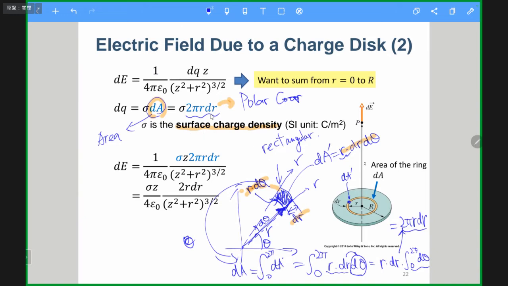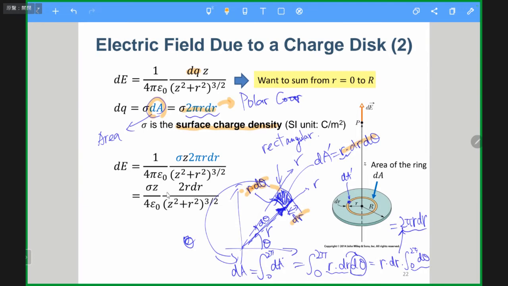Okay, so this is the substitution we need to do so that we have dr, and then we can integrate it from 0 to capital R. So this is the change of variable. And then we plug this expression in here, so you can see we have sigma 2 pi r dr, and then this z here. And of course this one is in the denominator. This is 1 over 4 pi epsilon naught. So this is the closed form for dE, and then we can do this integration.